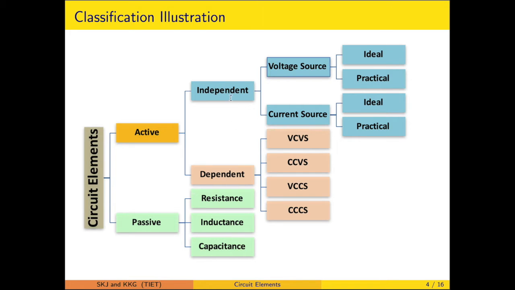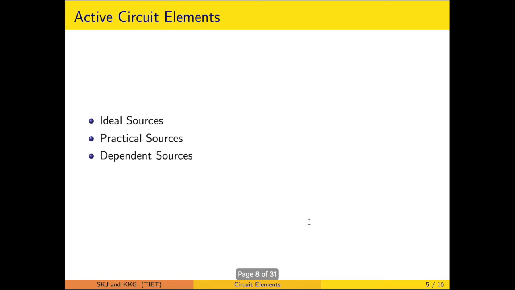Active elements are further classified into independent sources and dependent sources. Independent sources can be voltage sources or current sources. They are represented as ideal or practical in nature. In the dependent source, the voltage or current level depends on the voltage or current associated with some other element. So when there are two controlling parameters and two controlled parameters, that results in four such dependent or controlled sources.